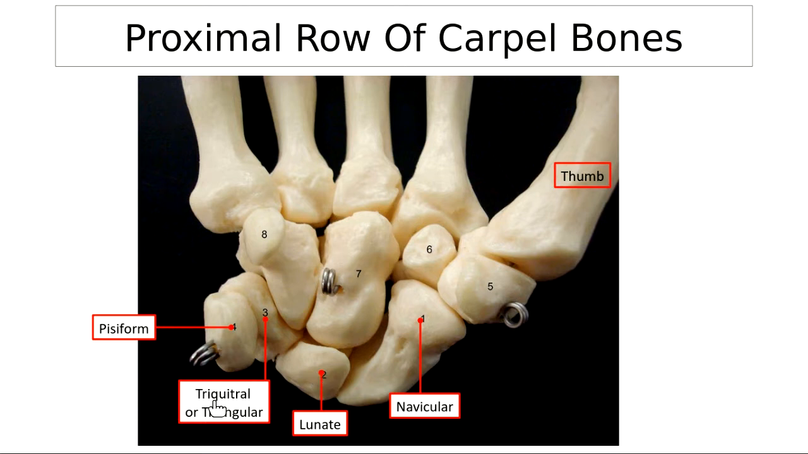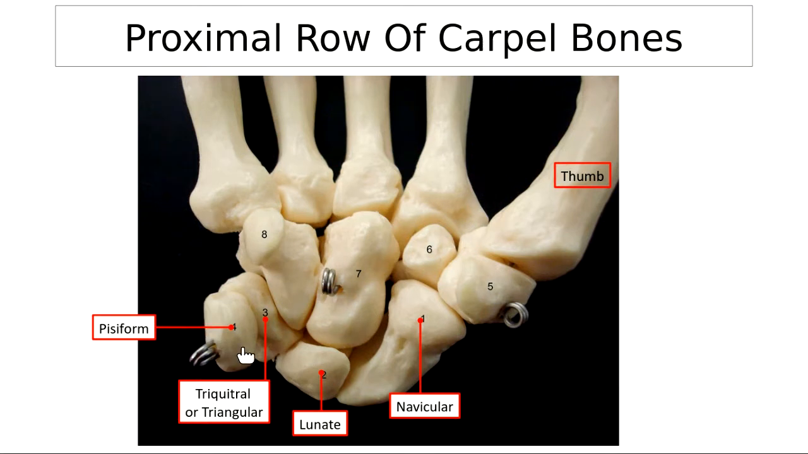The triquetral, or triangular, looks like a little rock that has 3 sides to it. So it does have a shape when you take them off the model. And then the last one is the pisiform, which means P, like an English P.